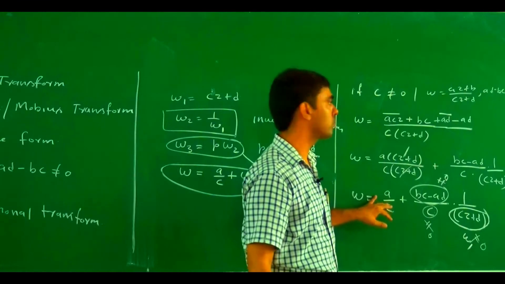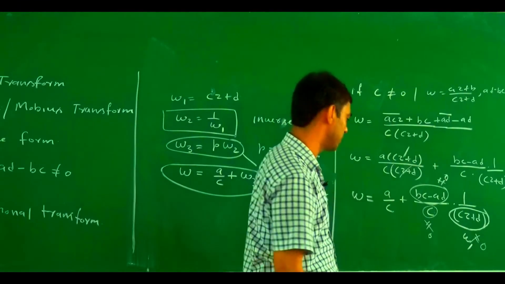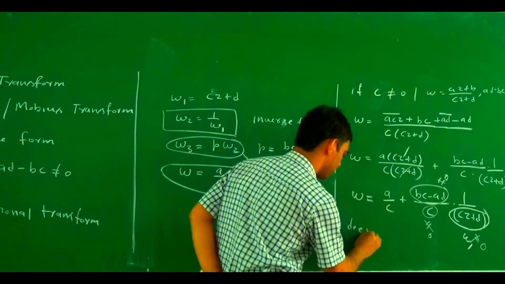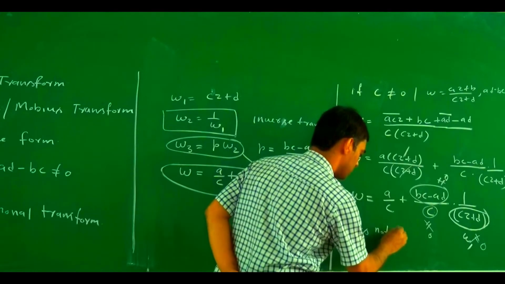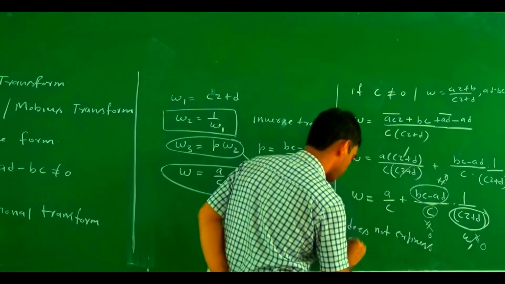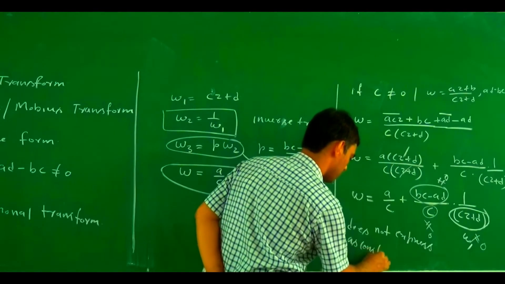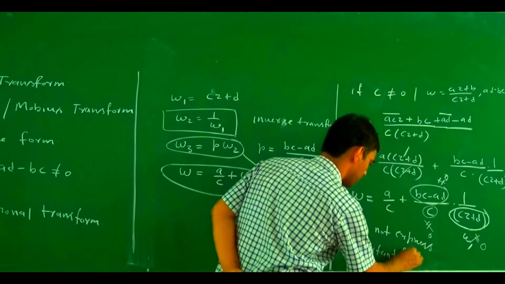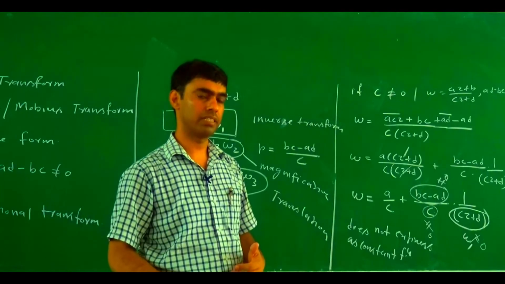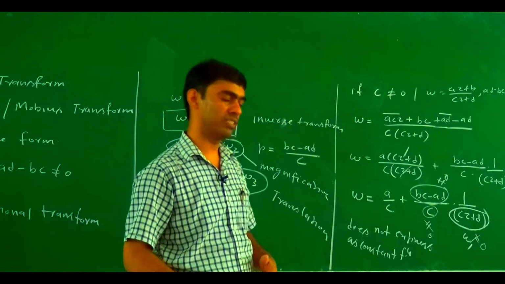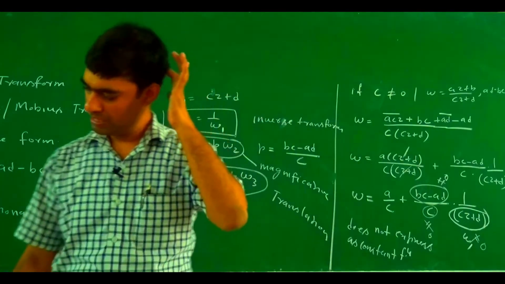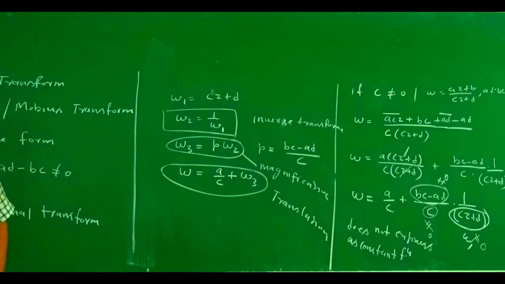Means a bilinear transform, if C does not equal 0, cannot be expressed as a constant function. So either C equals 0 or C does not equal 0, you cannot express the bilinear transform as a constant function. Means a bilinear transform cannot be written as a constant function. So this one is just some analysis of a bilinear transform.